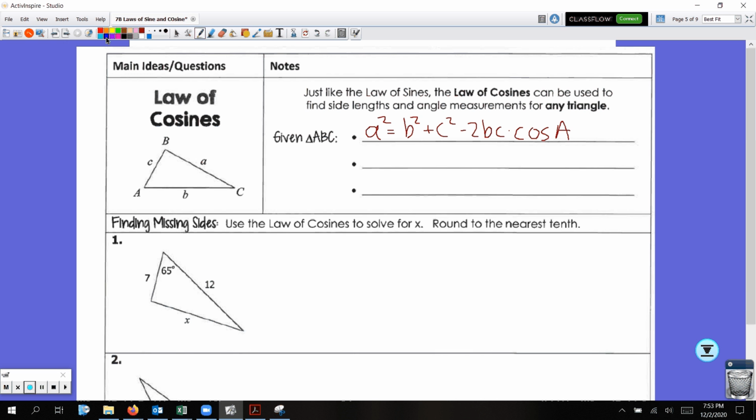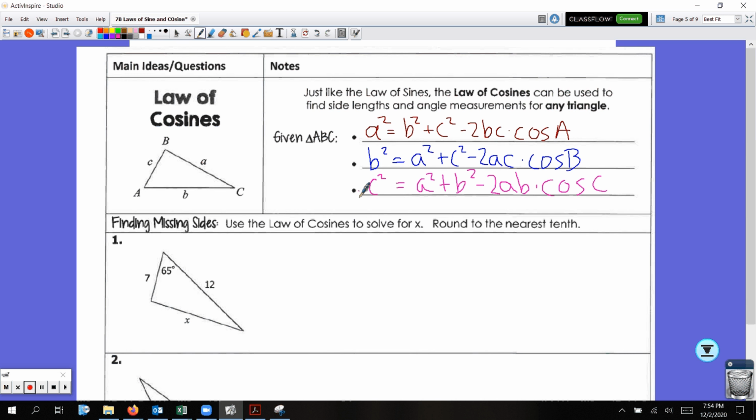Don't freak out. Let's say we're looking for B. Well, we know that B squared is equal to A squared plus C squared minus 2 times A times C times cosine of big B. Now I bet you can guess what's going to happen if I'm looking for side C. C squared is equal to A squared plus B squared minus 2 times A times B times cosine of big C. That's the law, that's the rule. Copy it down. You should copy it down.